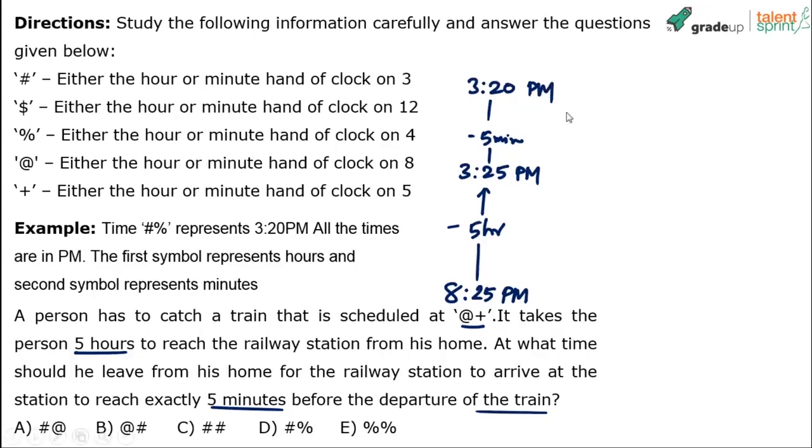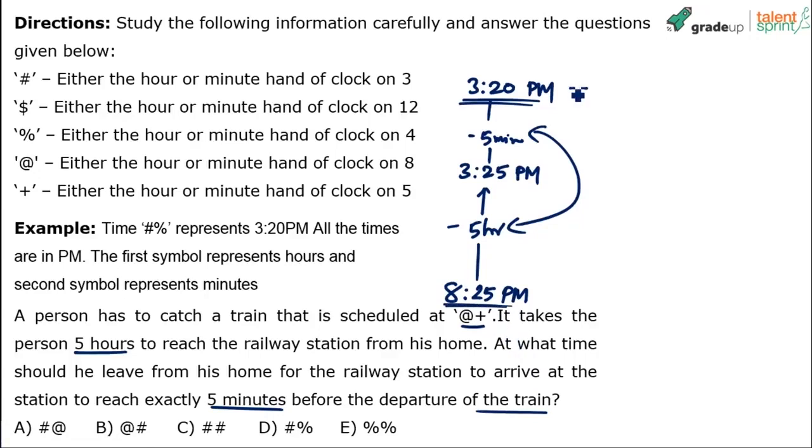You're able to follow? Ideally this should be swapped, right? I mean, he will take 5 hours to travel. So from 3:20, 5 hours is 8:20 and then 5 minutes before he will reach. Anyway, that doesn't matter, right? He leaves his home at 3:20 p.m. It takes 5 hours for him to reach the station. So 3:20 plus 5 hours is 8:20. He reaches the station at 8:20, which is exactly 5 minutes before the departure of the train. So he should leave his home at 3:20.